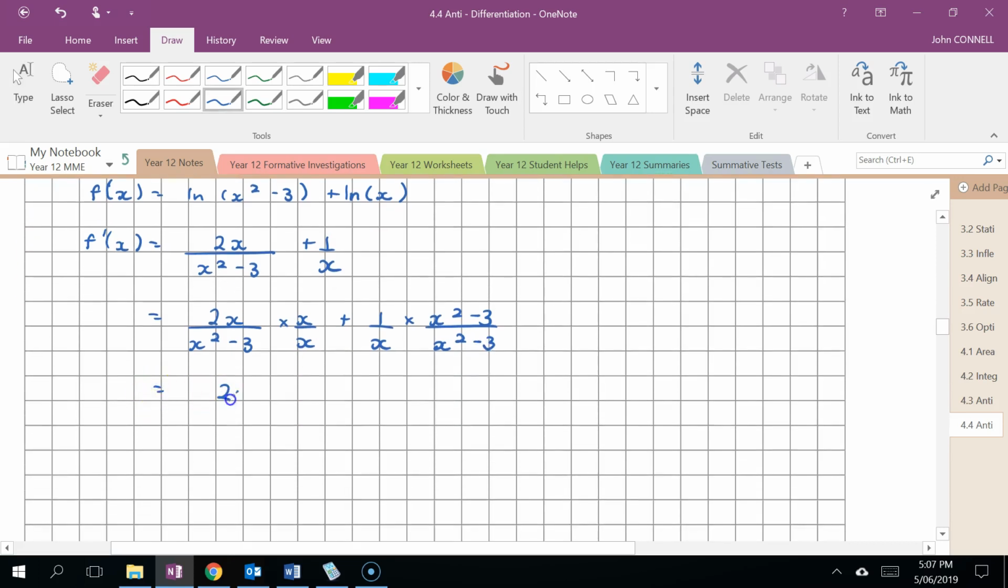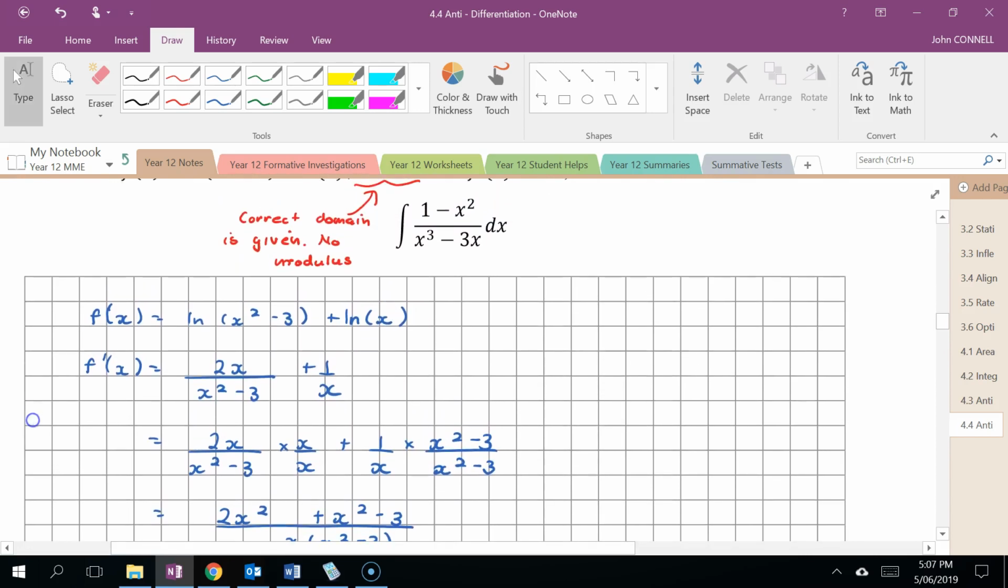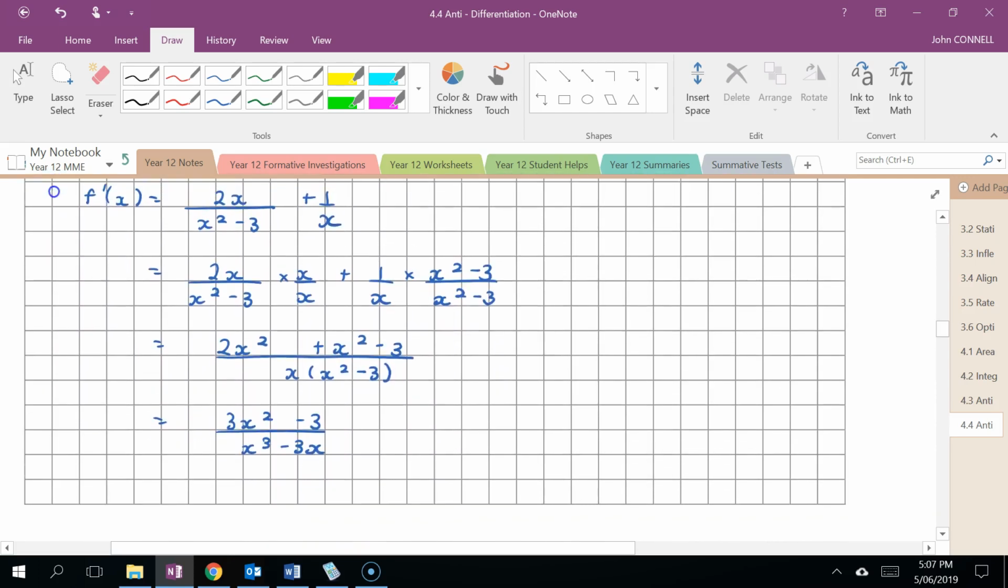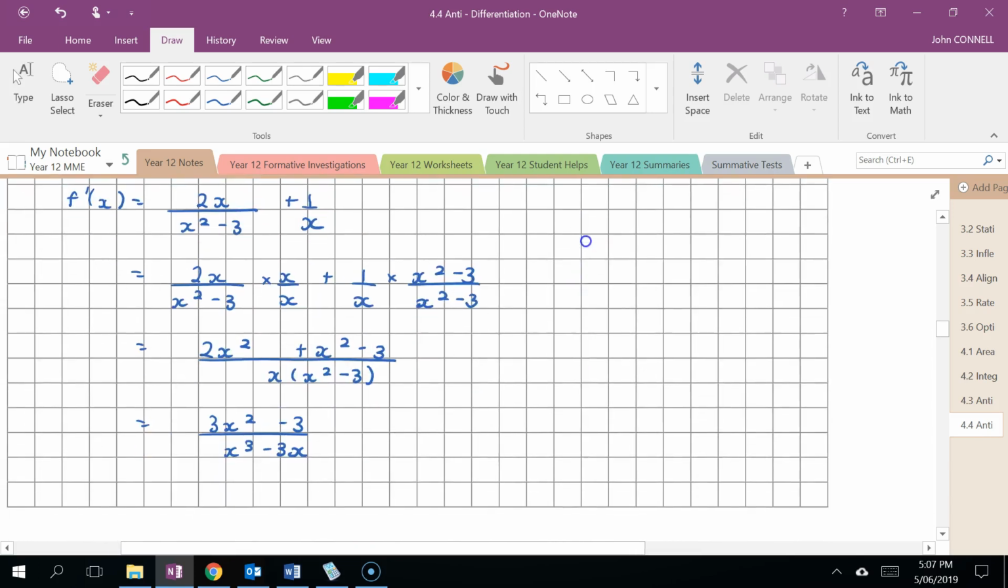Okay, so here I'm going to get 2x squared, and then it's going to be plus x squared take 3 all over x by x squared take 3. So that's going to give me 3x squared take 3 all over x cubed take 3x. Now if we look at that closely and look back to our original function, we've already got the denominator, x cubed take 3x. But we now need this 1 take x squared bit on the top.